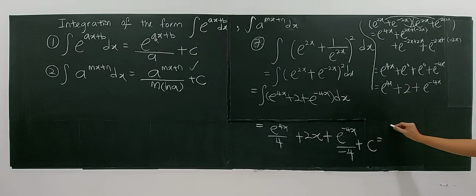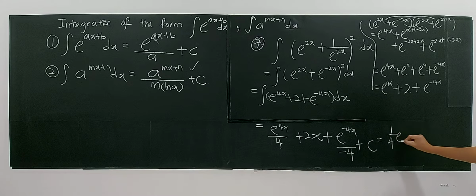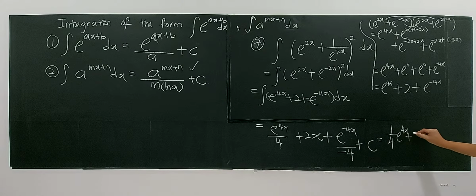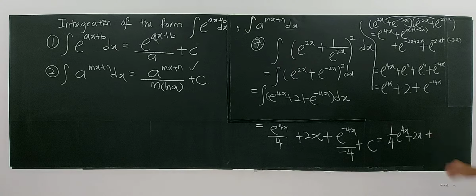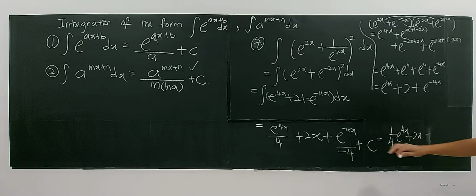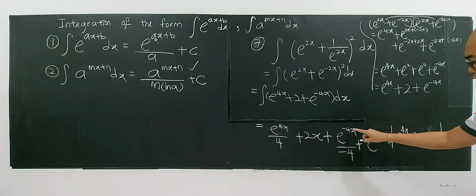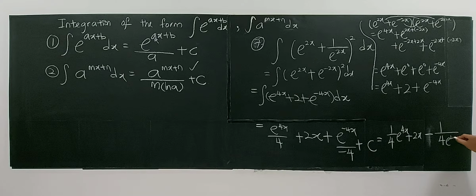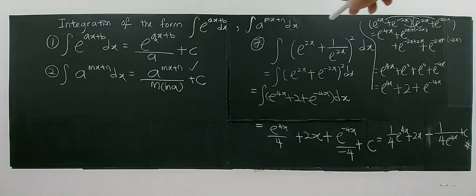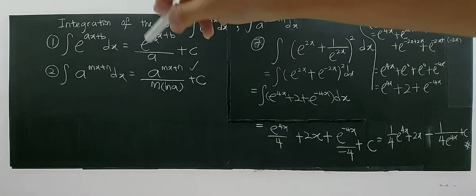So then you have 1 over 4 e to the power of 4x, plus 2x, plus negative 1 over 4 e to the power of negative 4x. You can bring it down to the denominator as e^(4x), plus c, right? Quite easily done, where I already show you how I do this: I have to expand first, then I apply the formula.